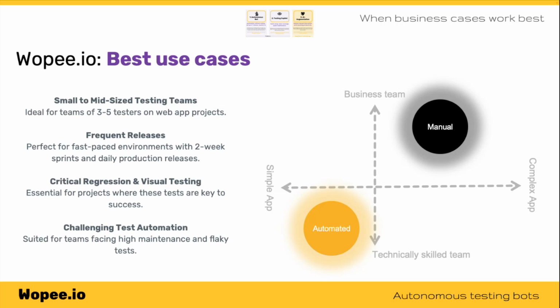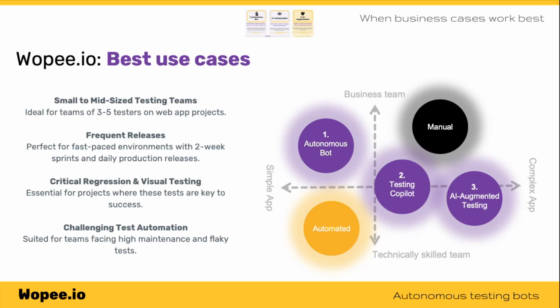technical skills. If you would like to draw the other three pillars into this chart, I would place them somewhere here. So I believe the autonomous testing bot is still for simpler apps, but it's actually an automation tool for manual testers, so you don't need to have any skills to start and run it. Our testing copilot, which is an integration to the automation frameworks, basically boosts your efficiency and improves your automated tests and still requires a certain amount of skill set.